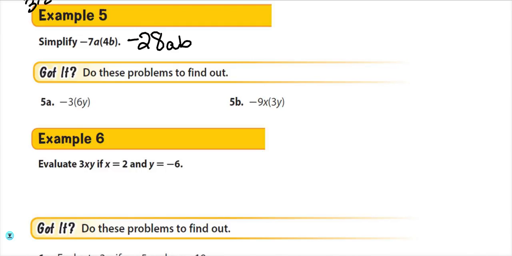All right, let's take a look. We have -3 times 6y. So a -3 times 6 would be -18. And that's just y. All right. Let's try 5b. We have -9x times 3y, so -9 times 3 makes -27. And then we have x, y. And your variables or your letters always go in alphabetical order. Even if they're not in alphabetical order in the problem, in your answer, they do need to be in alphabetical order. Okay, that's just how we write them.